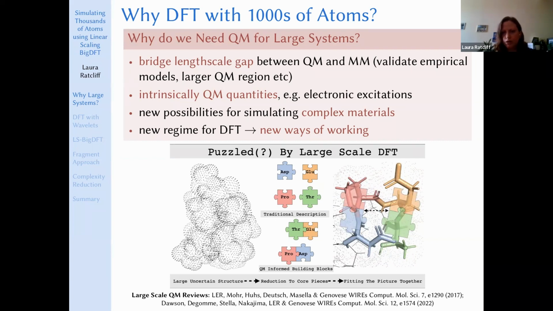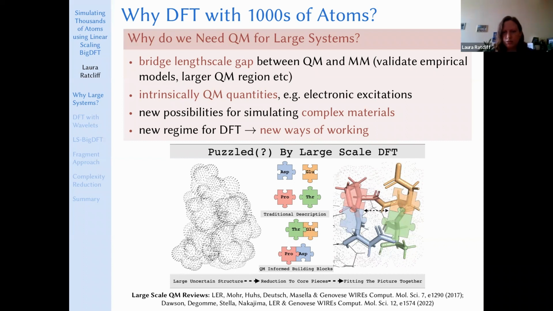But one thing we'd like to do with large-scale DFT is to bridge the gap between these traditional regimes of QM and MM. One of the reasons for doing so might be to try and validate our approaches that we use at large scale by being able to do a purely QM approach at such system sizes. If we're doing QM-MM, for example, we might want to be able to have a larger QM region. And so for that reason, we need to be able to treat a larger system. We're sometimes also interested in calculating intrinsically quantum mechanical quantities. So one thing I'm interested in, for example, is electronic excitations.